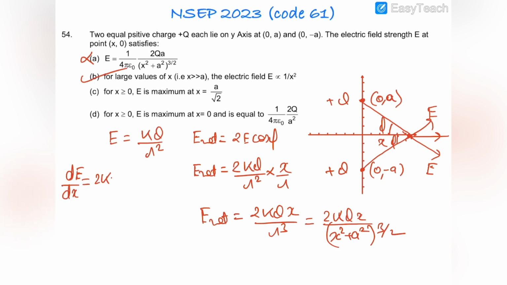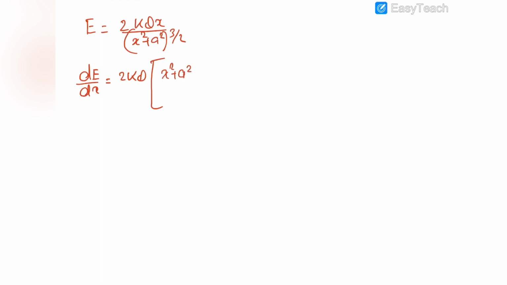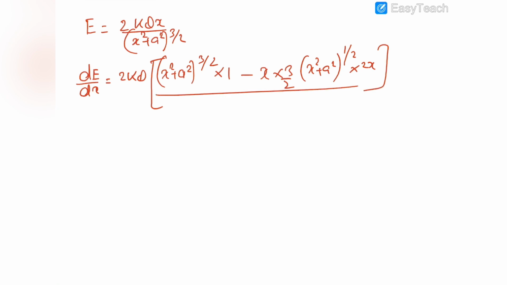So dE by dx is 2KQ, and let us do it on the next page. E is equal to 2KQ x upon x square plus a square to the power 3 by 2, and dE by dx will be equal to 2KQ and x square plus a square to the power 3 by 2 into 1 minus x into 3 by 2 into x square plus a square to the power 1 by 2 into 2x, divided by x square plus a square whole cube.